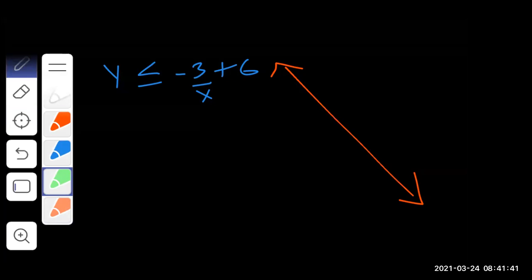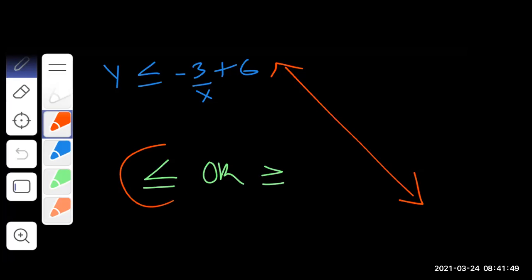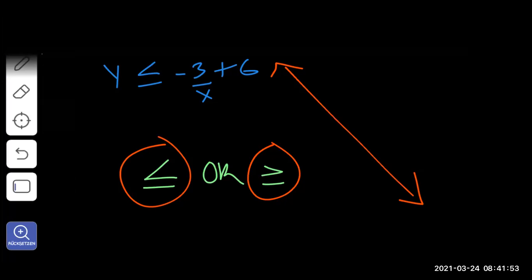And when do we leave it solid? When you have something like less than or equal to, or greater than or equal to. When you have these symbols, it's a solid line. Just to keep that in mind. These are things that I want you to have in mind.